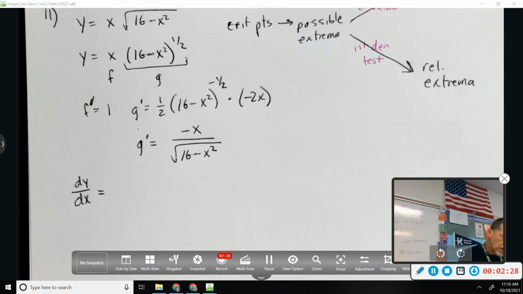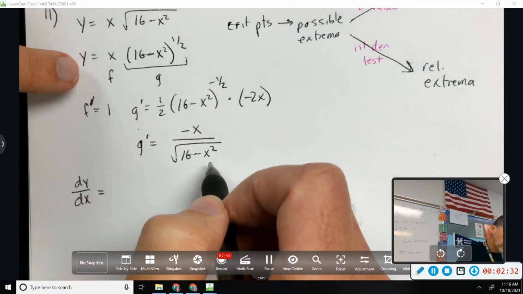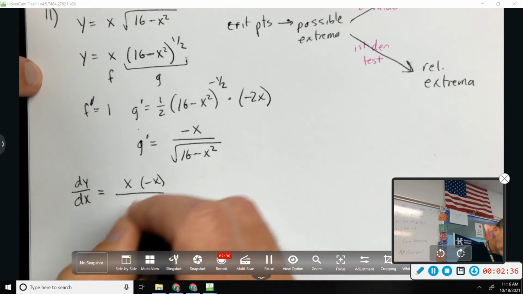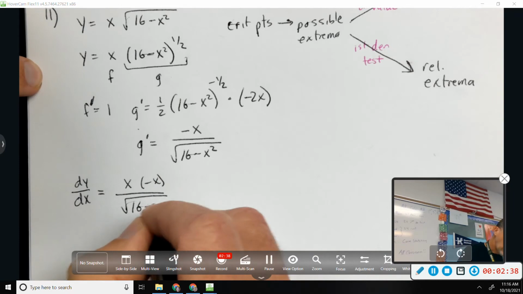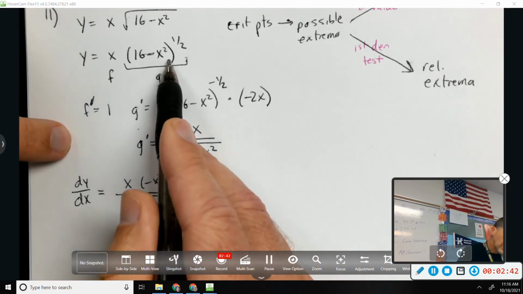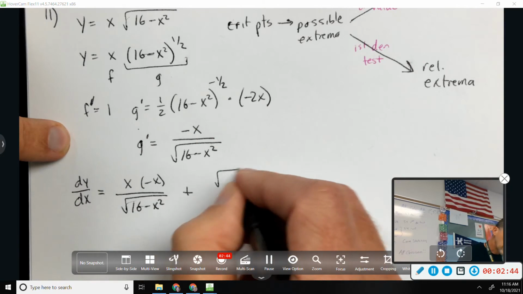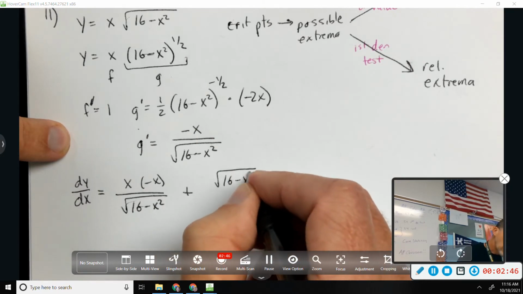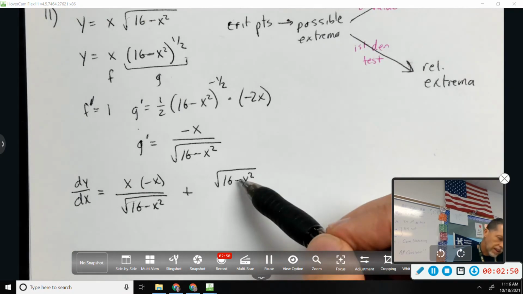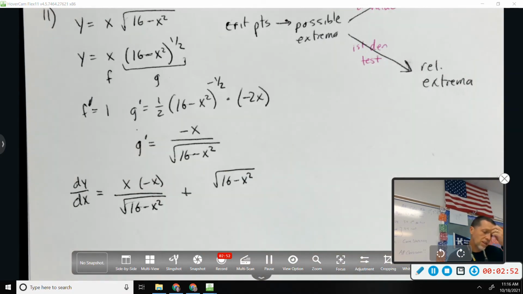So, putting it all together. First times derivative of the second, plus second times derivative of the first. Yeah, second times derivative of the first is just 1.